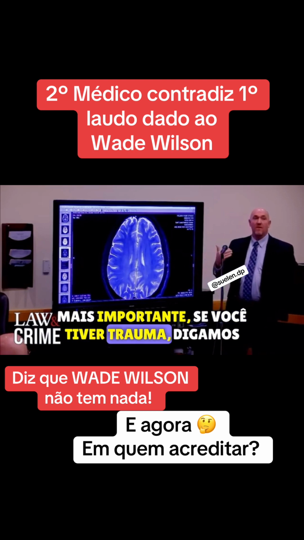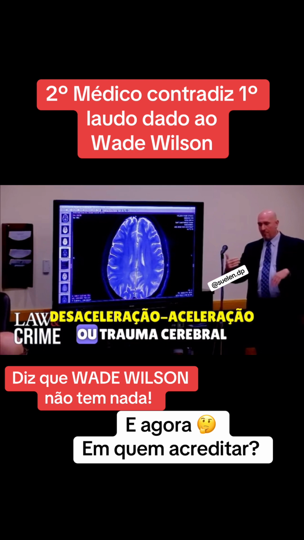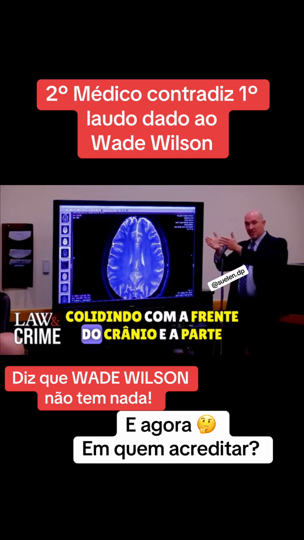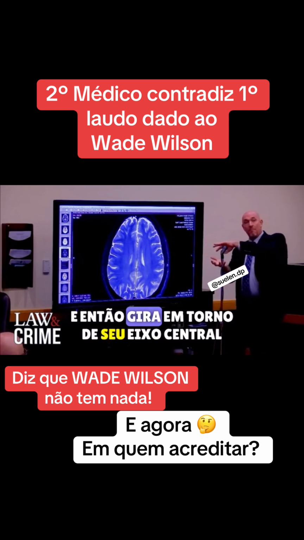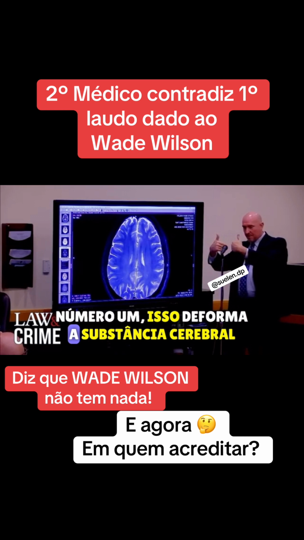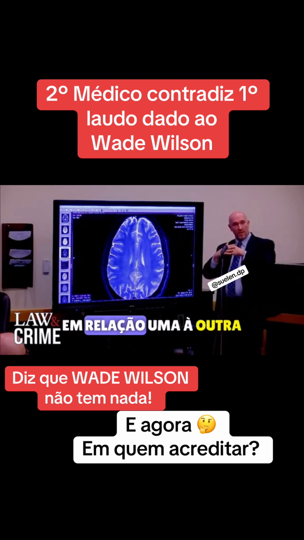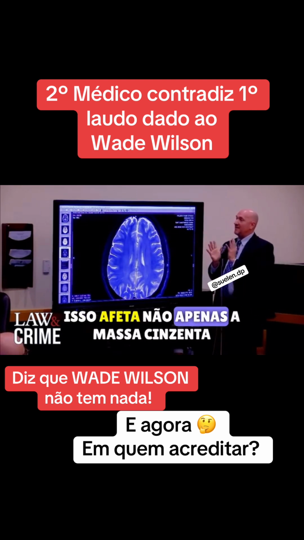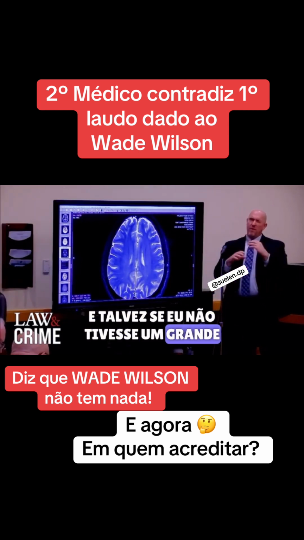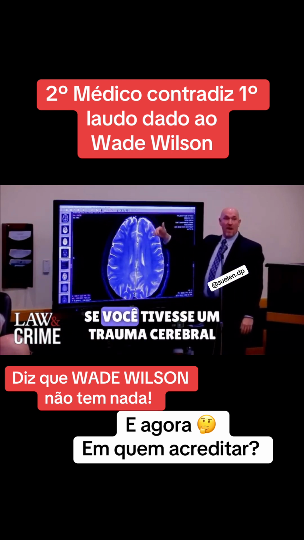More importantly, if you have trauma, let's say we're saying this is due to brain trauma, due to a deceleration, acceleration type injury or direct brain trauma where a person has an impact and then the brain moves both linearly, slamming into the front of the skull and the bottom of the skull, and then rotates about its center axis. And that causes a shear strain to the brain. Number one, it deforms the brain substance, and because the gray matter and the white matter are at different densities, they move at different speeds relative to each other, creating shear strain stress that affects not only the gray matter itself directly, much like if I punch myself in the arm, I'm going to get a bruise. And maybe if I don't get a big bruise, I'll get a little redness or definitely a change. Well, you would see that long term on the brain if you had a significant brain trauma.